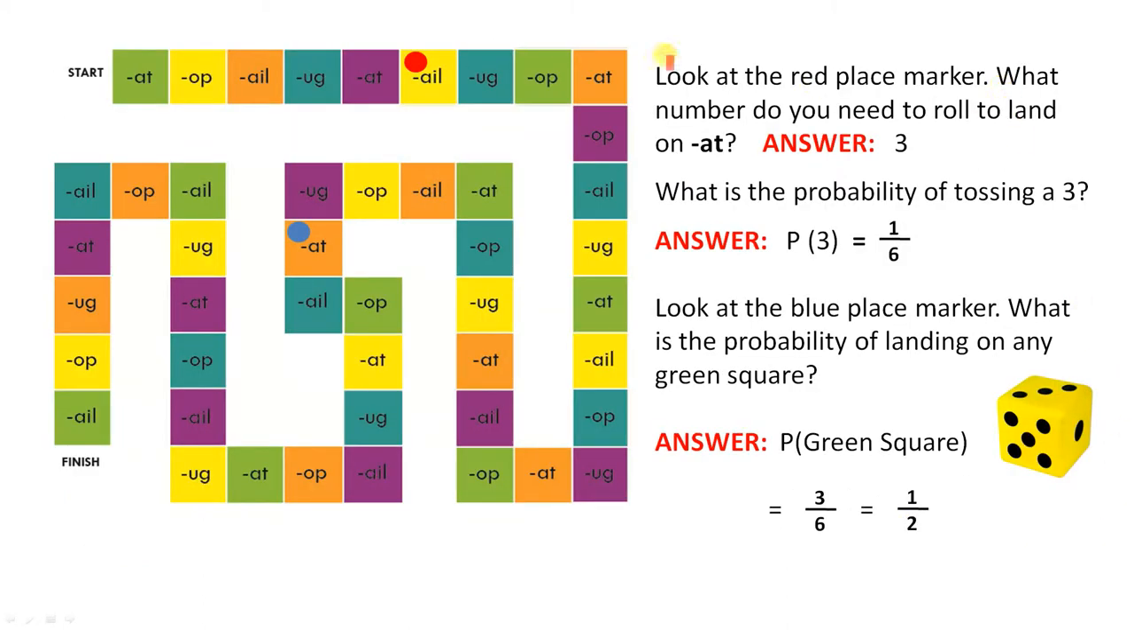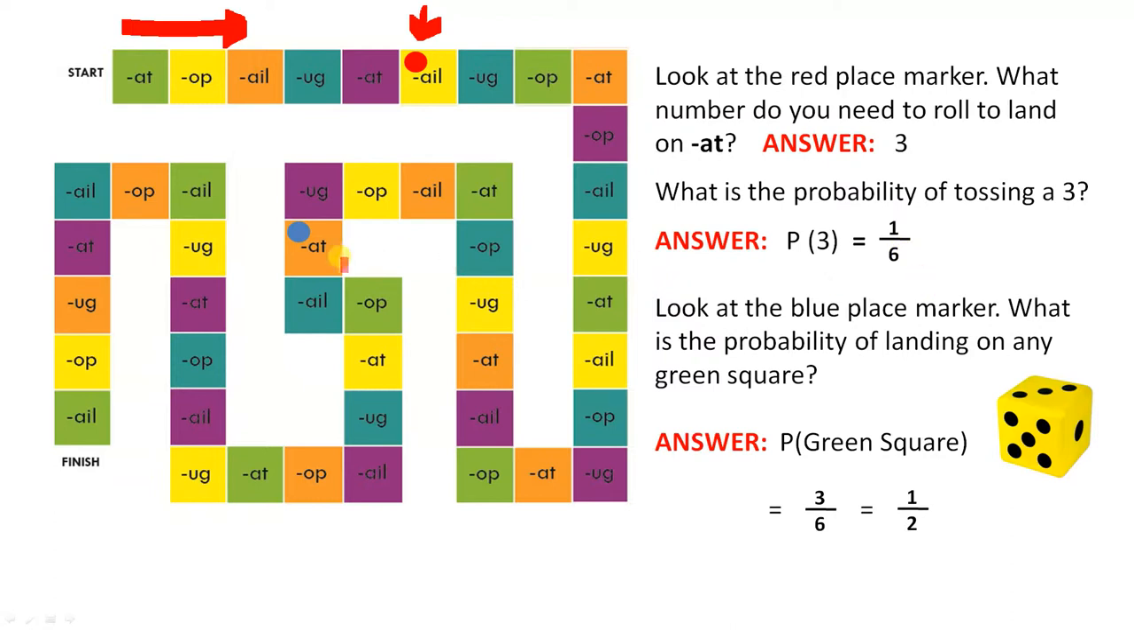Look at the red place marker. That's here. So here's the start, so we're going in that direction there. What number do you need to roll to land on AT? We need to land here. Okay, 1, 2, 3. So we need to roll a 3. What is the probability of tossing a 3? We've already said that the probability of tossing any single number is 1 on 6.